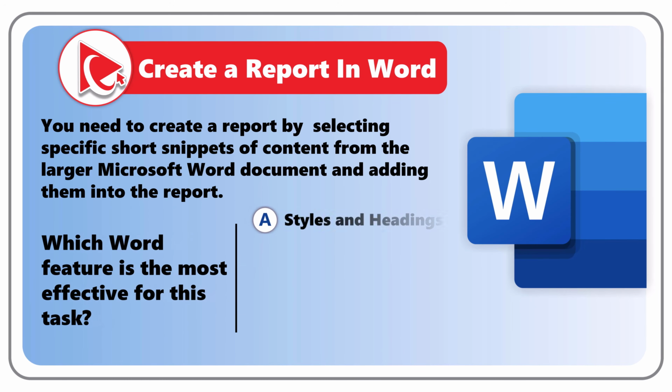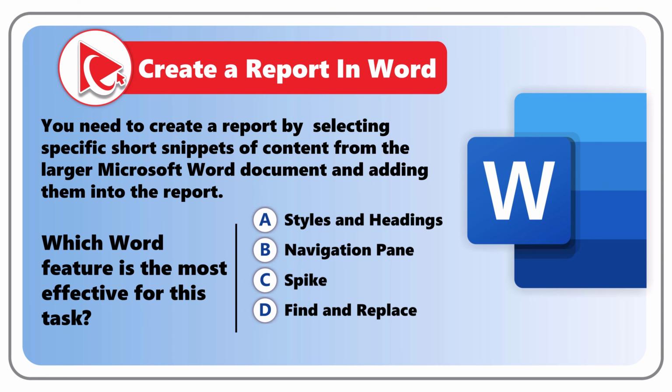You're presented with 5 possible choices. Choice A, Styles and Headings. Choice B, Navigation Pane. Choice C, Spike. Choice D, Find and Replace. And last but not least, choice E, Table of Content. Take a close look, analyze the question, and select your answer.